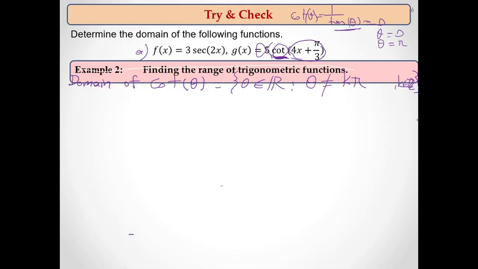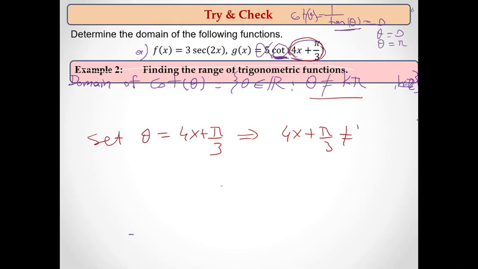Now, we know cotangent theta is this one. Now, what is theta here? Set theta equal to 4x plus pi over 3. And now we know theta cannot be k pi. So we say 4x plus pi over 3 cannot be k pi. And here k is, of course, representing all the numbers from the integer set. Then you send this one to the other side for x equal to k pi minus pi over 3.